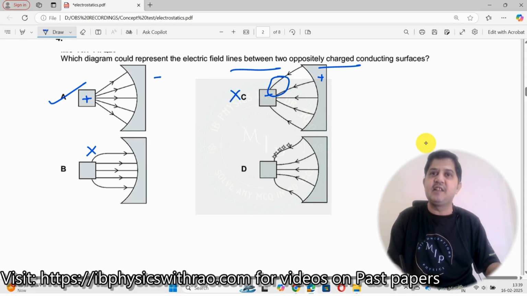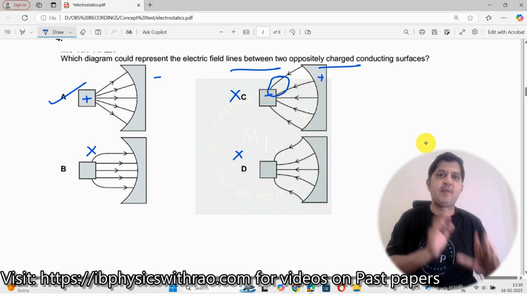And D, you also see, has a curved path over here. Electric field lines are always directed from positive to negative, first thing. And secondly, it should be only a straight line. It cannot take a curved path. Okay, now let us move on.